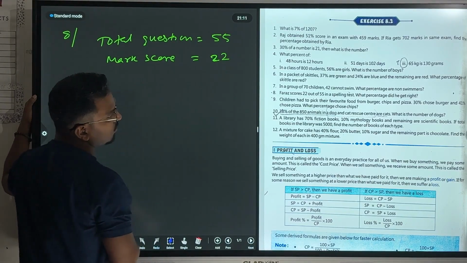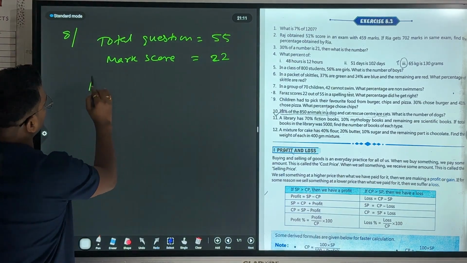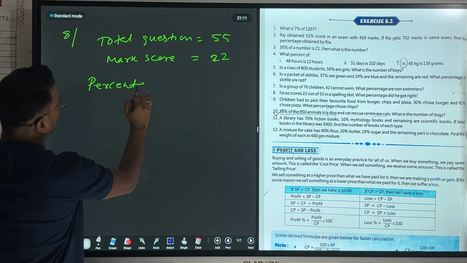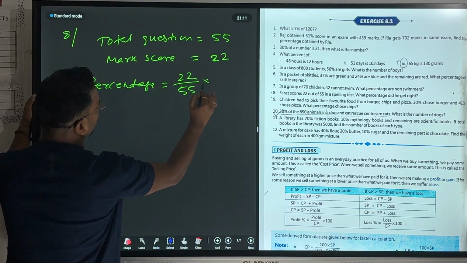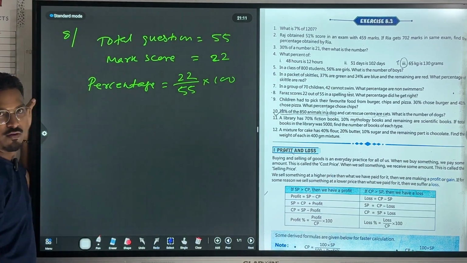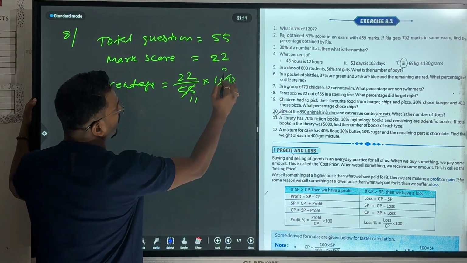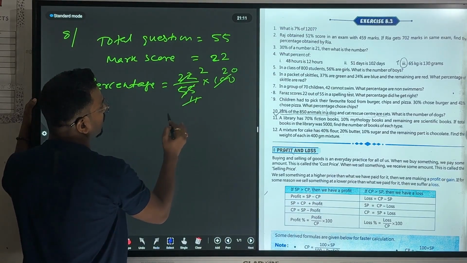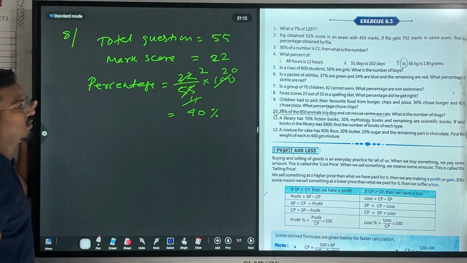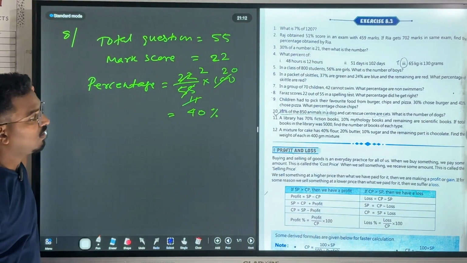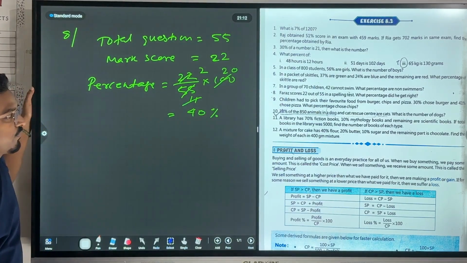Now, what percent did he get right? For his score of 22 out of 55 in the spelling test, to find the percentage, what do we have to do? We have to compare 22 out of 55 into 100. So with what number can you cancel? 5 11s are 55, 11 2s are 22. So this will become 40%. He could answer only 40% in the spelling test. Clear?